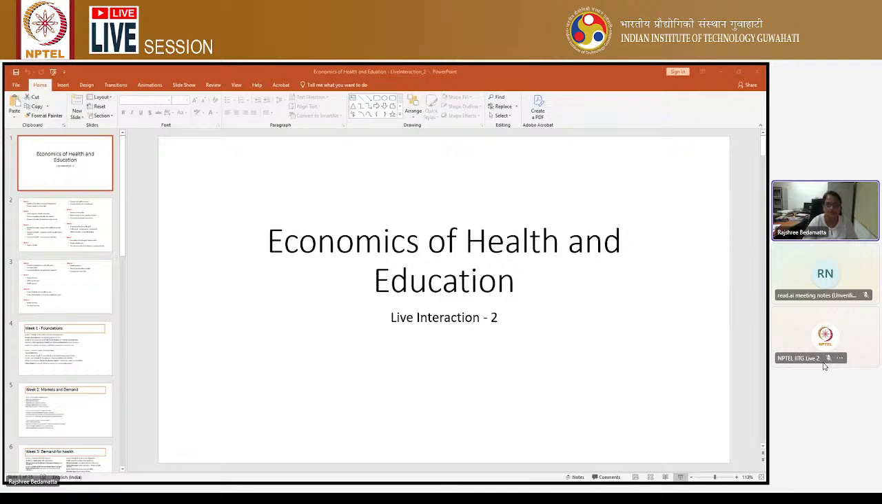And the element of externalities is also very large in the context of the health markets. In week 3, we went into some details on demand for health, which was slightly more technical than the rest of the weeks. This week, the focus was mostly on how do we look at a demand function for health.